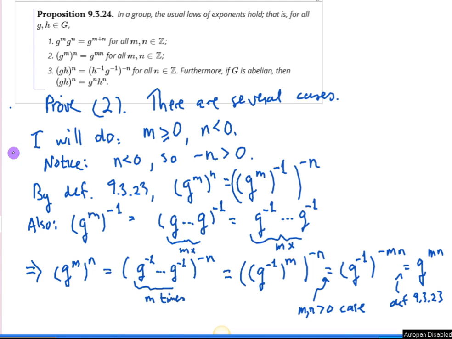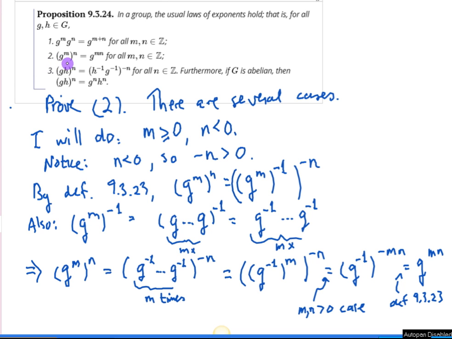Okay, I want to talk about the proof of this proposition 9.3.24, which is proving the laws of exponents for an arbitrary group. So be careful here. You can't assume properties of real numbers or integers. You have to use group properties only. So we're going to focus on part 2, and I'll say a little bit about part 3 later.